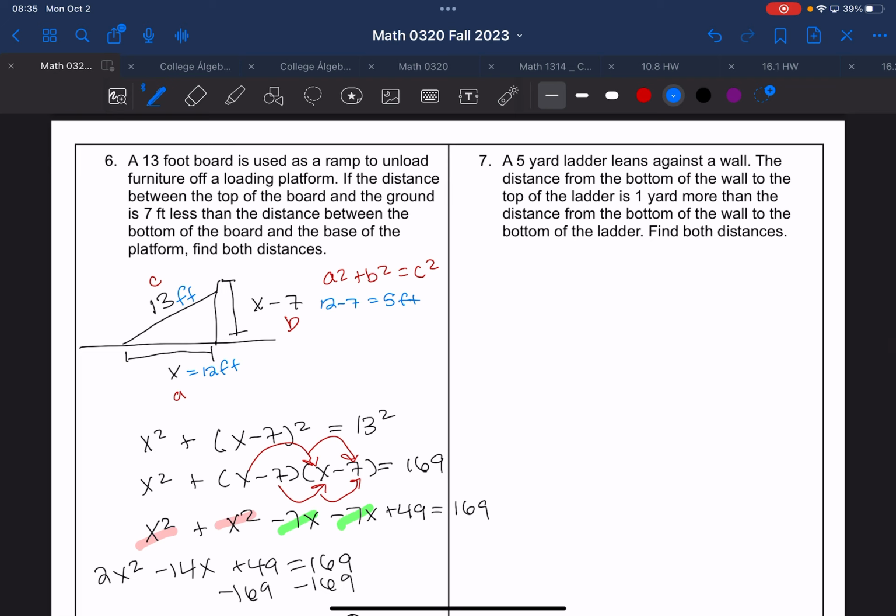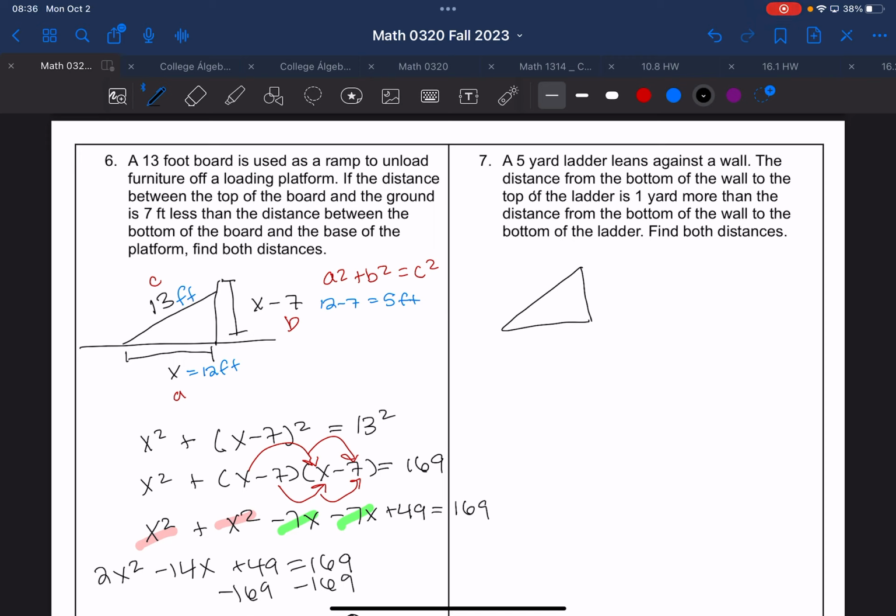Let's look at number 7. Number 7 says a 5-yard ladder leans against a wall. So we know right away this is going to be a similar problem. The distance from the bottom of the wall to the top of the ladder is 1 yard more than the distance from the bottom of the wall to the bottom of the ladder. Find both distances. So again, we know we are going to have a diagram that looks like a right triangle. So I'm going to go ahead and draw that right triangle.